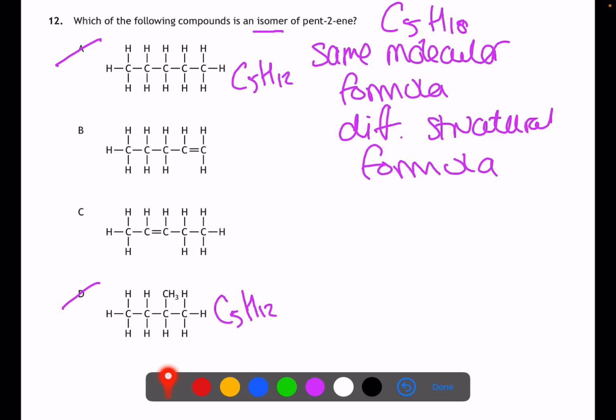If an isomer has a different structural formula, it also needs to have a different name. If we have a look at B, and we count from the right-hand side, we have 1, 2, 3, 4, 5. So we have 5 carbons with a double bond on number 1. This makes this pent-1-ene. If we look at C, and we count from the left-hand side, the end closest to the double bond, we have 1, 2, 3, 4, 5. This is pent-2-ene, so that can't be an isomer. Therefore, B is our isomer.